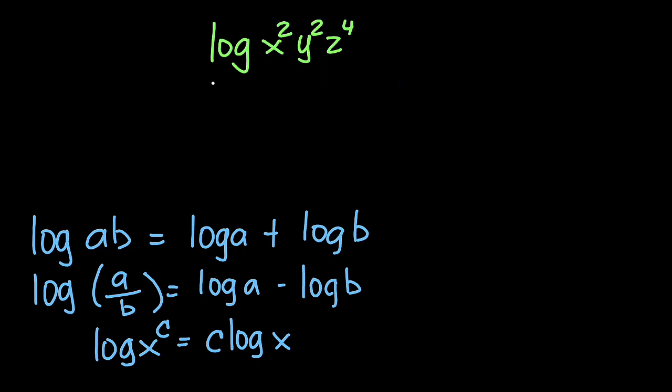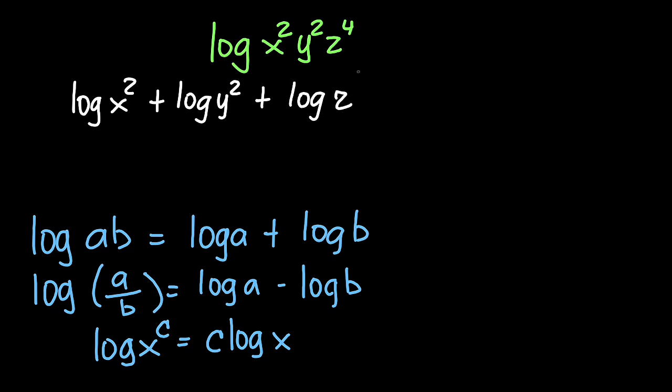Next up would be log of x squared multiplied by y squared multiplied by z to the power of 4. And so, since this is all multiplication, it would be all addition again. So, this would be log x squared plus log y squared plus log of z to the power of 4.